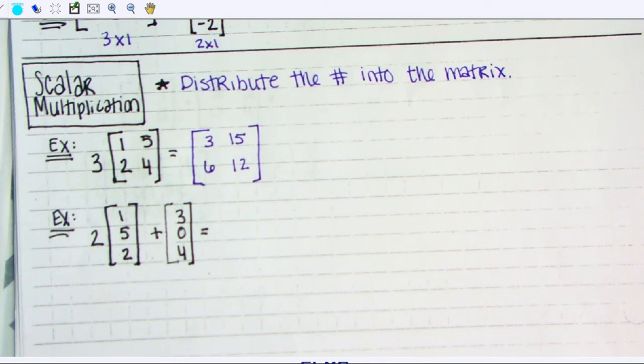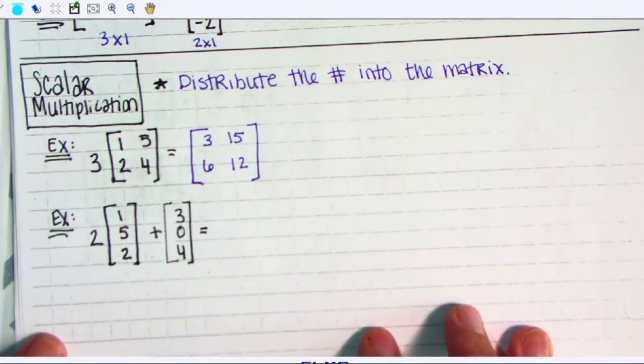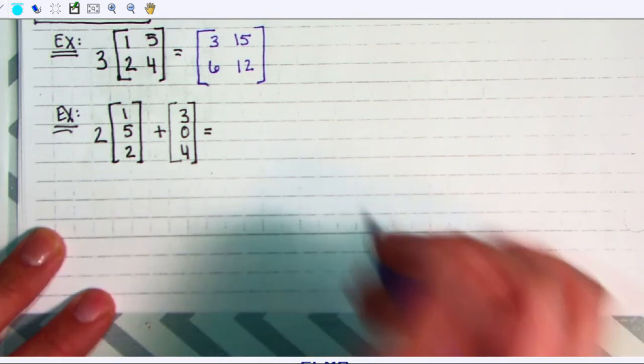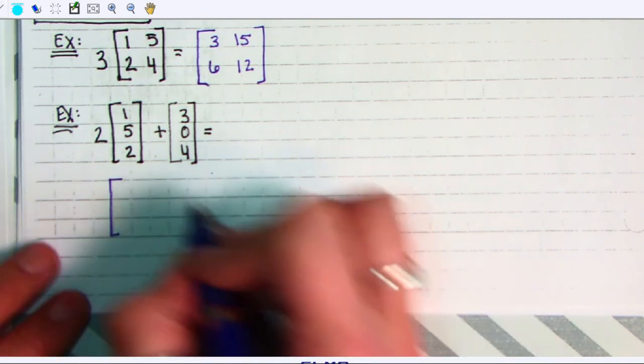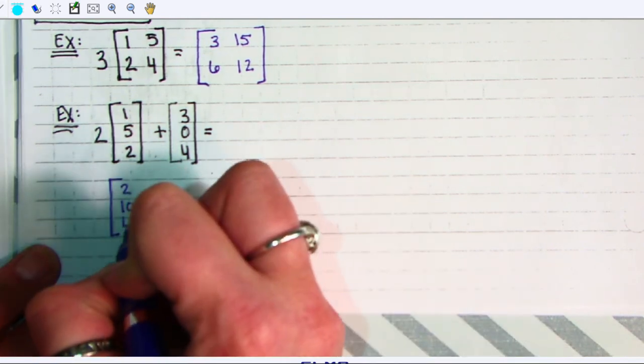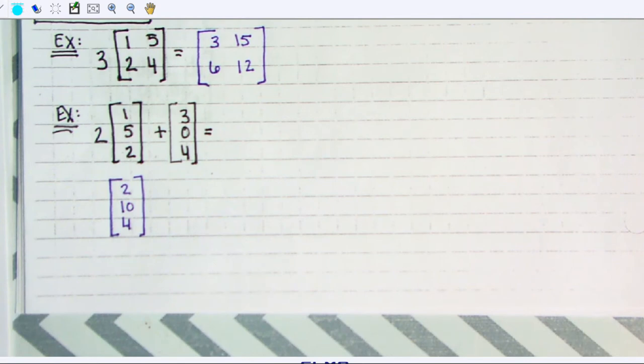Now, when you're doing the addition with scalar multiplication, it's exactly like equations. You need to make sure that you multiply the matrix by 2 first, then you add it together. So you can do it one of 2 ways. You can do it all at once, or distribute first and write that down, and then add. So it's up to you. I'm going to distribute first just so you can see it. So I'm going to multiply the first matrix, everything in it, by 2. So 2, 10, and 4. Okay. Then I'm just going to bring down the other matrix.